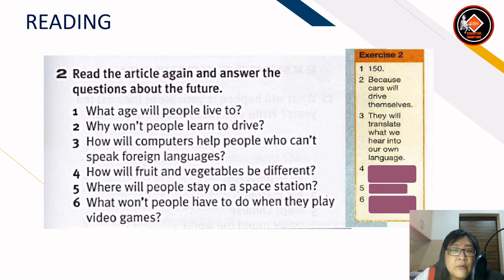Number 4. How will fruits and vegetables be different? Answer is they will be square. Number 5. Where will people stay on a space station? So the answer is in hotels. Number 6. What won't people have to do when they play video games? The answer is touch anything.